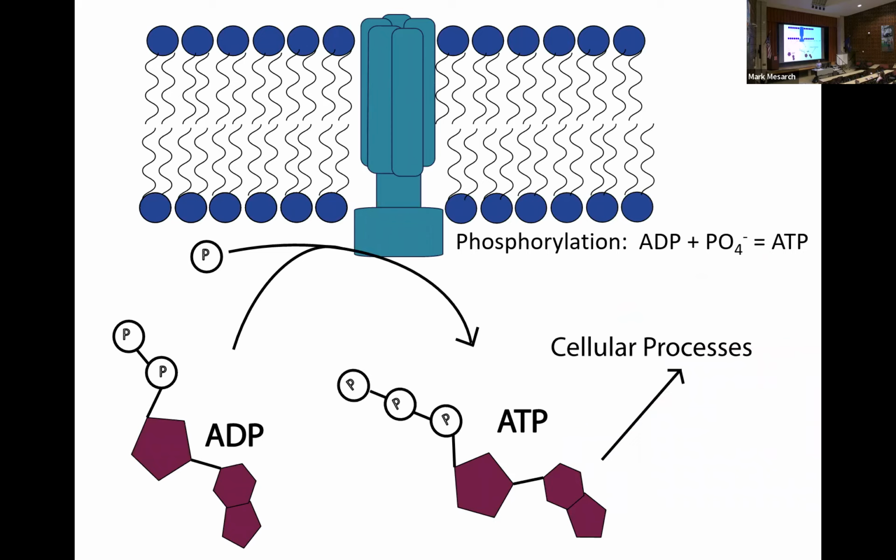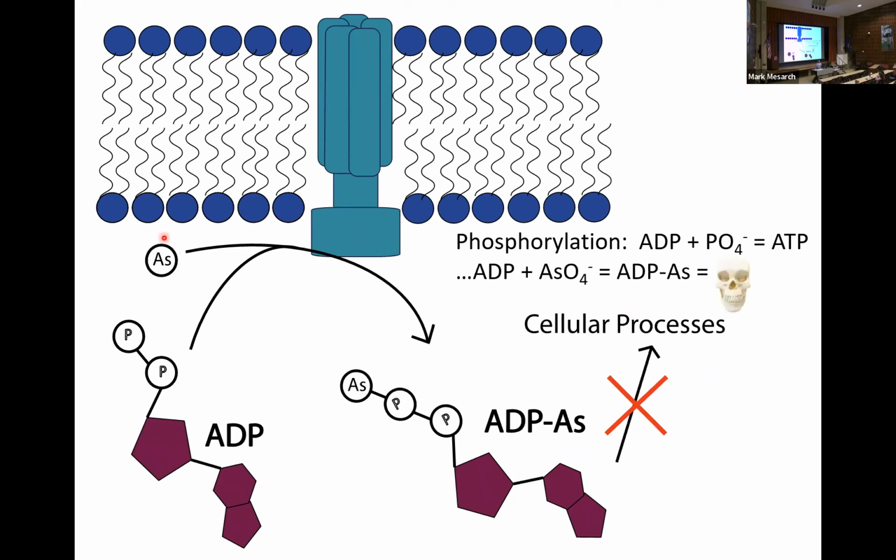So to illustrate that, here's a figure of a normal phosphate molecule combining with ADP to form ATP, right, the currency of energy. However, arsenate can trick our cells into being taken up into the cell in place of phosphate. And when that happens, it can decouple both oxidative and photophosphorylation, which decreases the ability of cells to produce ATP and carry out normal metabolism.